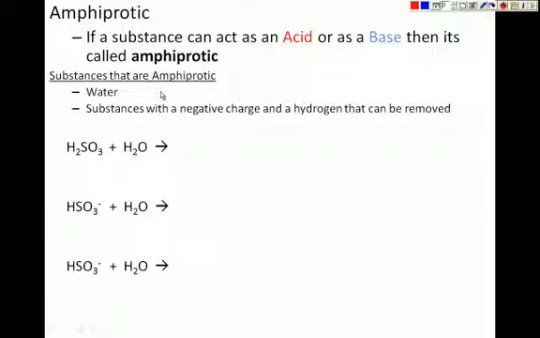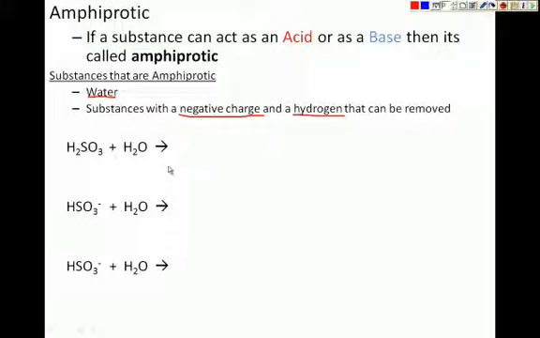So things that are amphiprotic, well, water is amphiprotic, and how to tell if something is amphiprotic is a substance with a negative charge and has a hydrogen that can be removed. Okay, so it has to have two things: a negative charge and a free hydrogen, and then it can be amphiprotic. It has to have a negative charge and a free hydrogen, or it can just simply be water, and that's amphiprotic. So water is always amphiprotic, and we'll look at why.